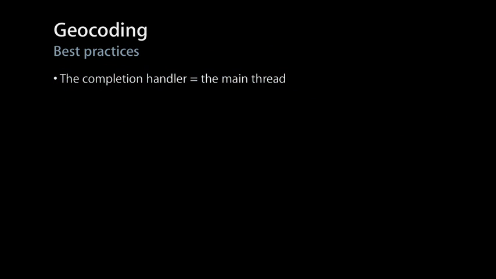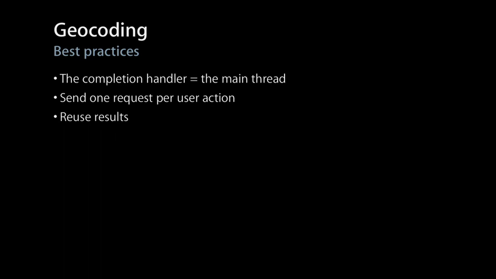Next, let's talk about some best practices when using the CLGeocoder. First, I told you that the completion handler is asynchronous. So which thread is this run on when a request comes back? It's the main thread. So make sure that you account for this in your application. Additionally, you only want to send one request per user action. It's not a good idea to kick off a bunch of different requests at one time.